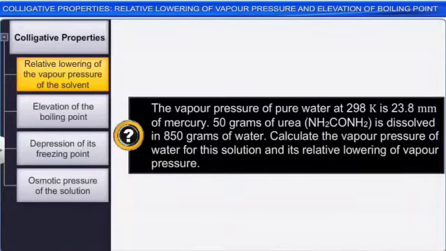The vapor pressure of pure water at 298 Kelvin is 23.8 mm of mercury. 50 grams of urea, NH2CONH2, is dissolved in 850 grams of water. Calculate the vapor pressure of water for this solution and its relative lowering.